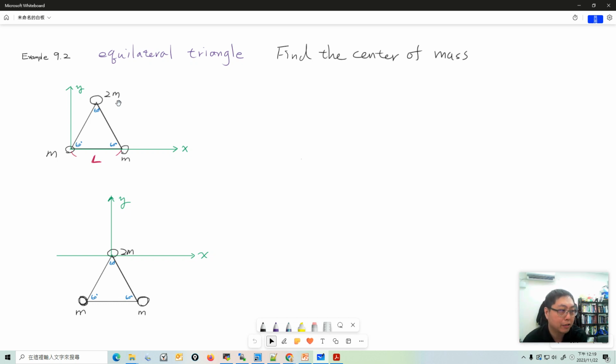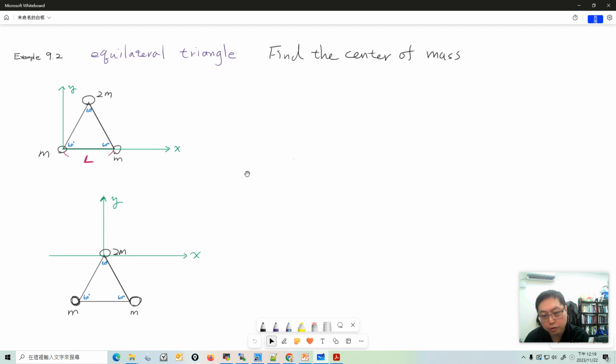They connect these three objects, and the masses of these three objects are m, m, and 2m. They form an equilateral triangle, and the length of one side is capital L. He wants you to calculate the center of mass of this system, ignoring the mass of the rods. And I intentionally set up two different coordinate systems to see if the result will change or not.